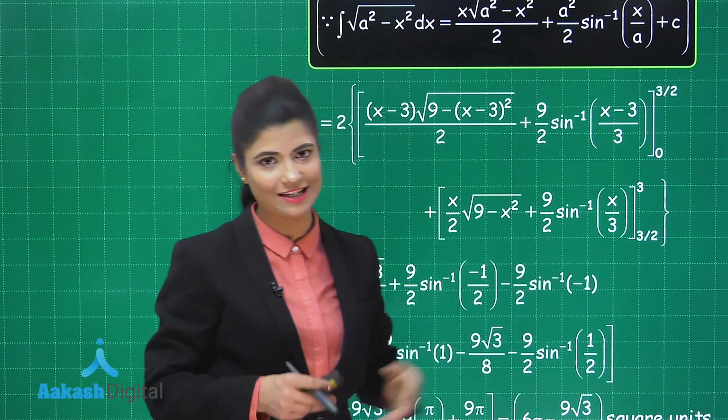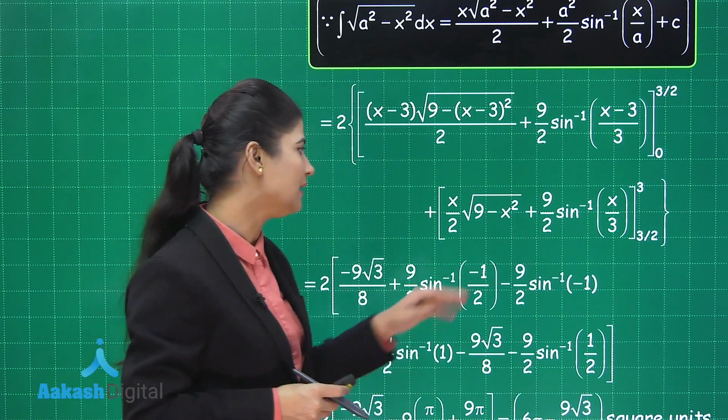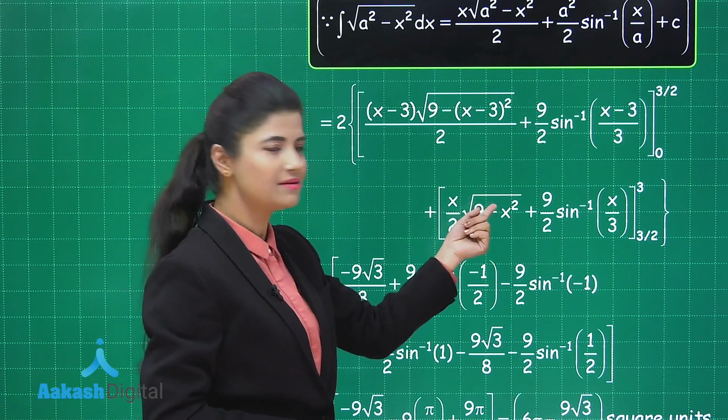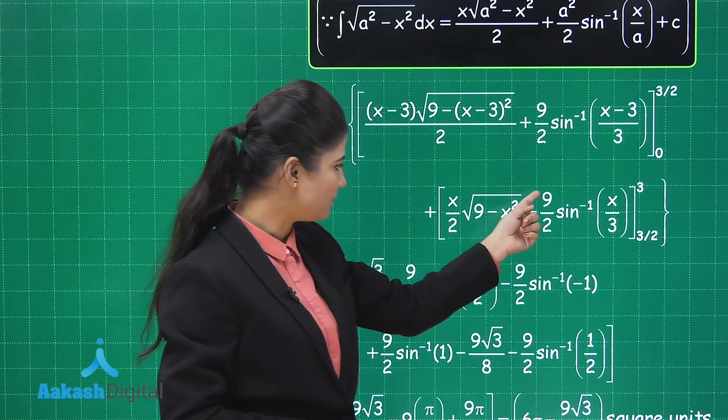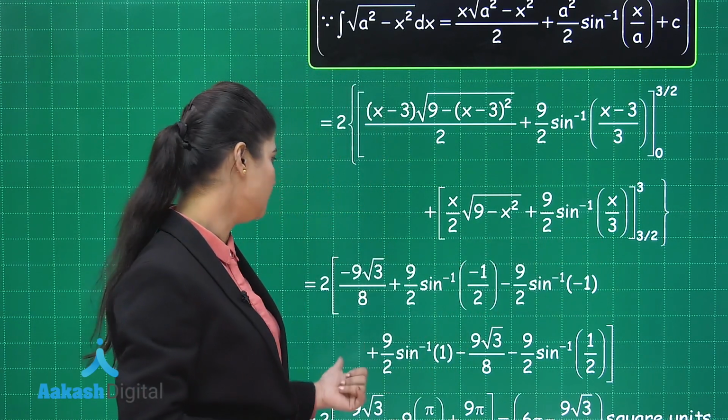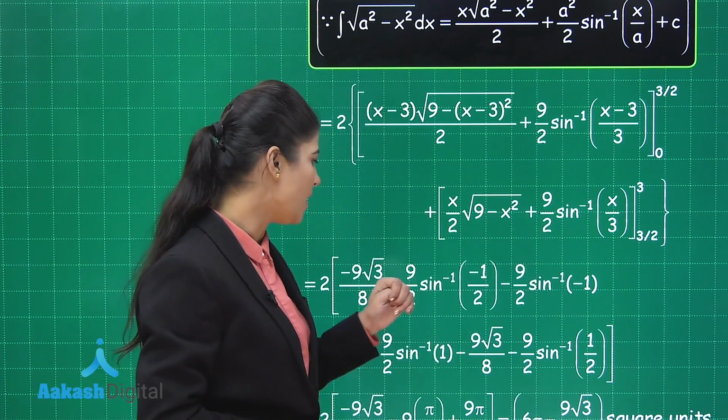Now coming to the second integral, where firstly I'll be substituting the upper limit 3. So that gives me 3 upon 2, 9 minus 3 square, this becomes 0, plus I have here 9 by 2 sine inverse 3 upon 3, that is 1. So I'm getting here plus 9 by 2 sine inverse 1.